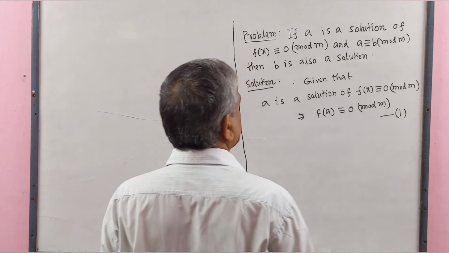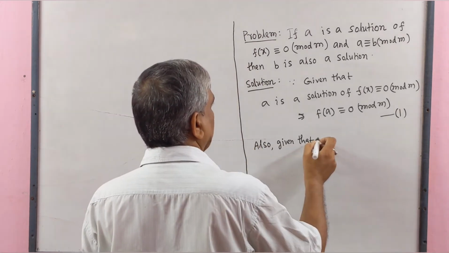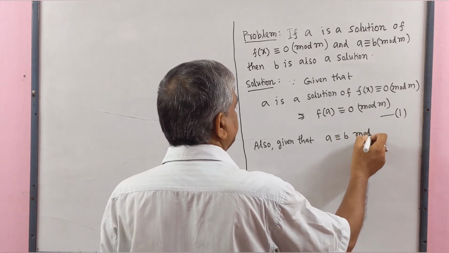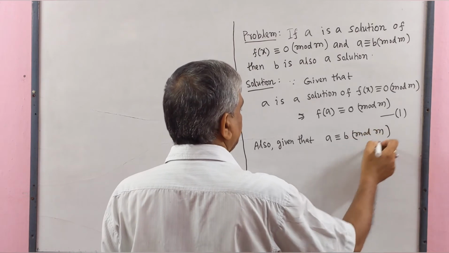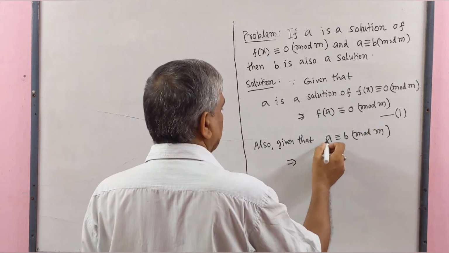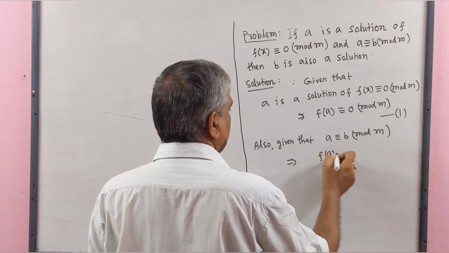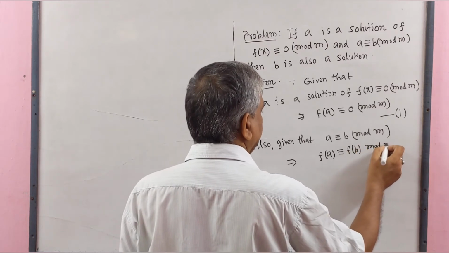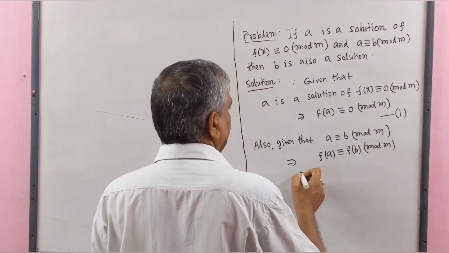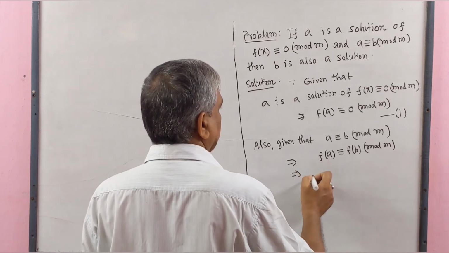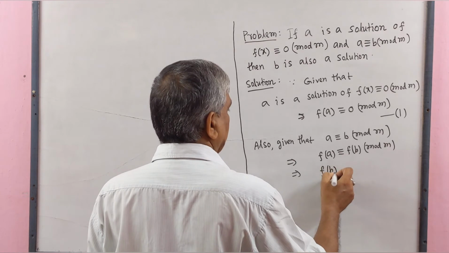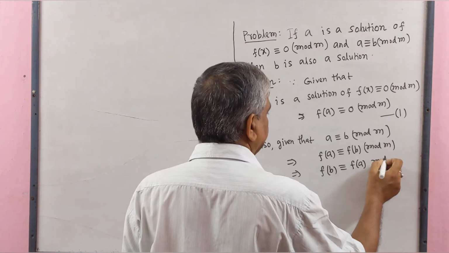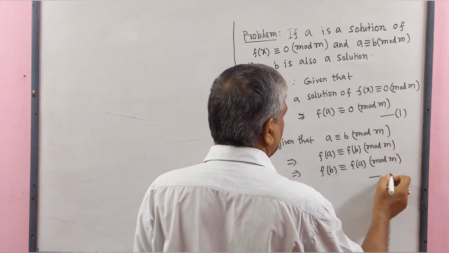This is number 1. Also given that a is congruent to b modulo m, implies that we know f(a) is congruent to f(b) modulo m, implies that f(b) is congruent to f(a) modulo m. This is number 2.